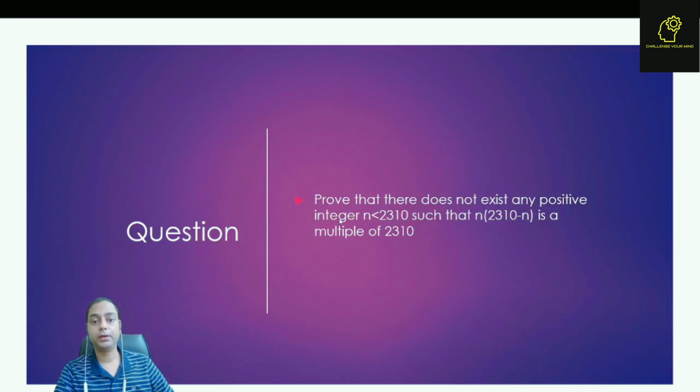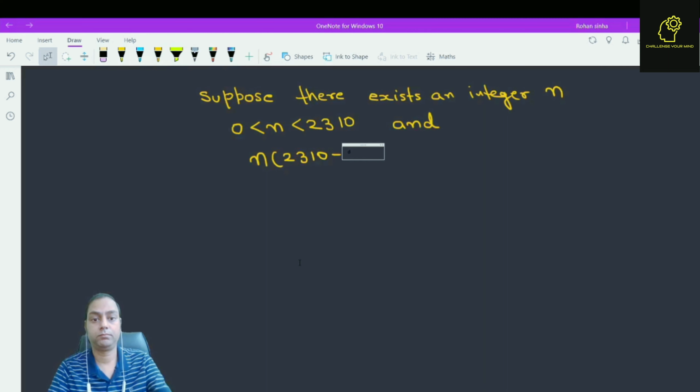The question is, prove that there does not exist any positive integer n which is less than 2310 such that n(2310 minus n) is a multiple of 2310. This question is based on the concept of number theory. Now I am going to give the solution of this question.